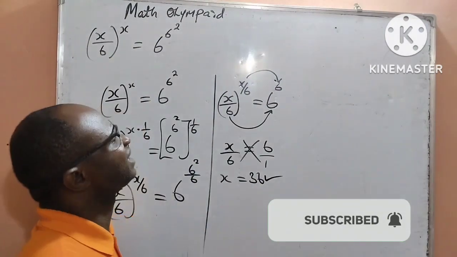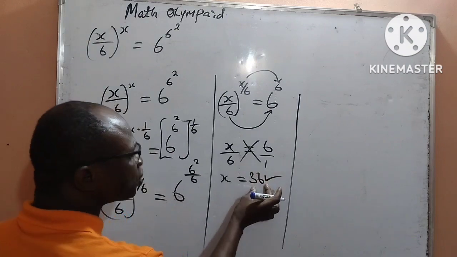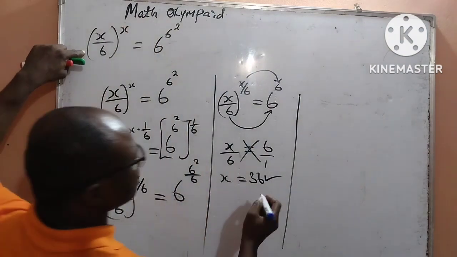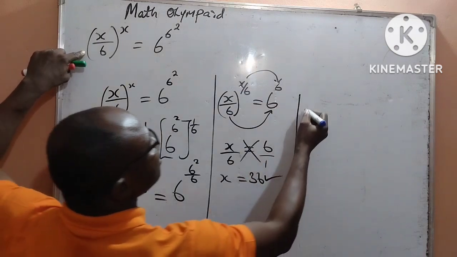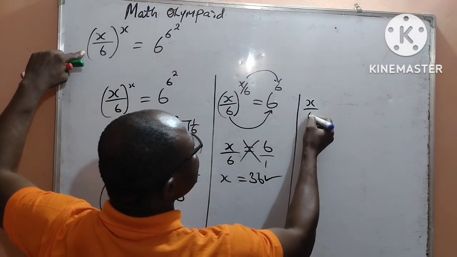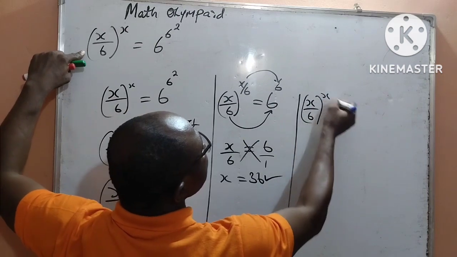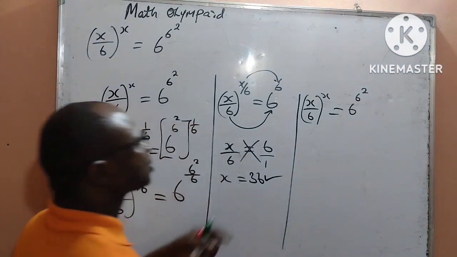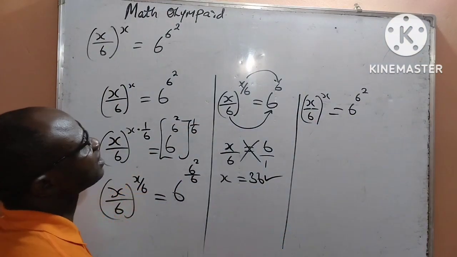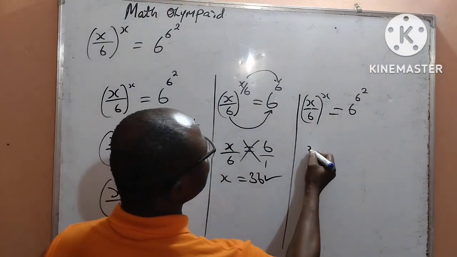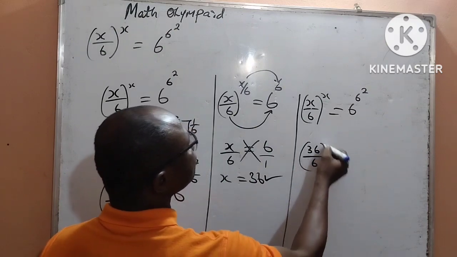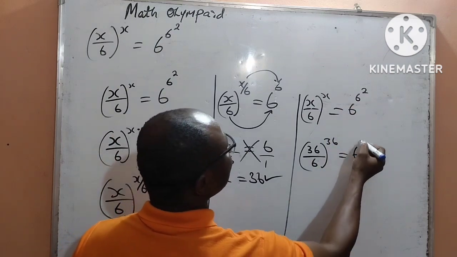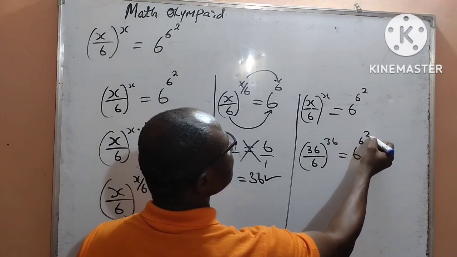To authenticate our answer, let us substitute the value of x in the question that we are given. The question is that if I am given (x/6)^x, is it equal to 6 to the power of 6 to the power of 2? So I replace the values of x, and that is (36/6) to the power of 36. Can this be equal to what I have by the right, which is 6 to the power of 6 to the power of 2?